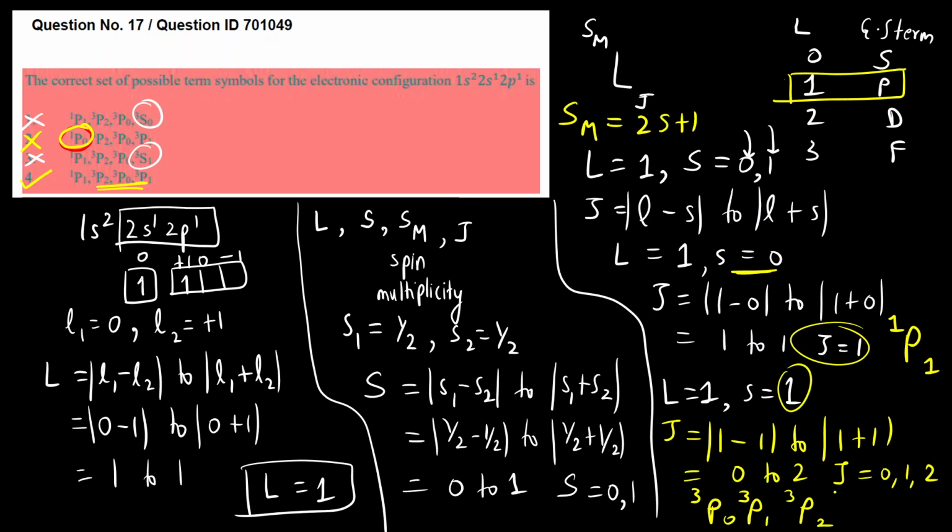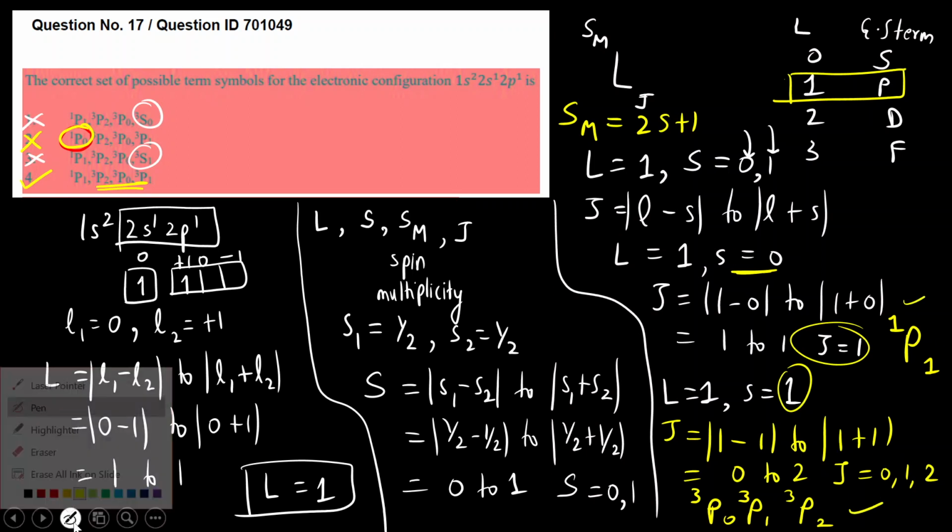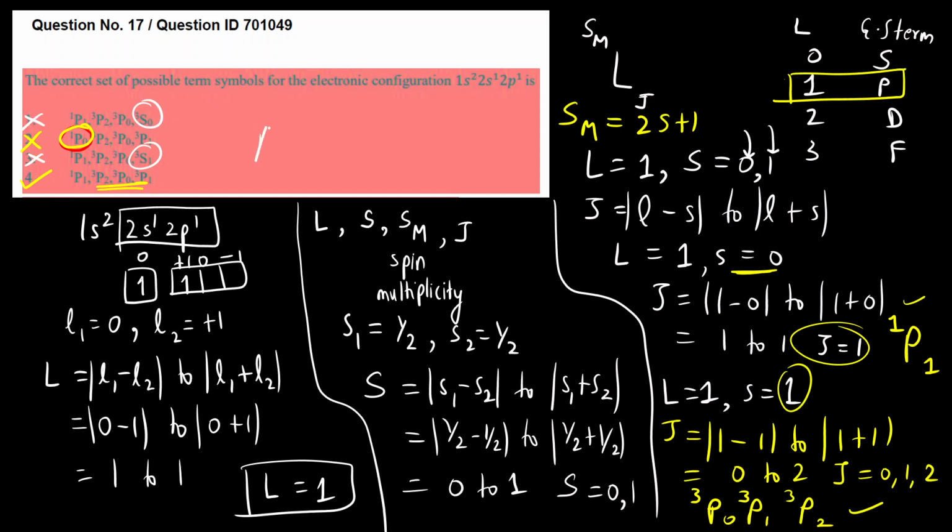So you can check, we have got all the four terms. One is this and the remaining three. So what is the correct answer for this question? Okay, the correct answer here will be option 4.